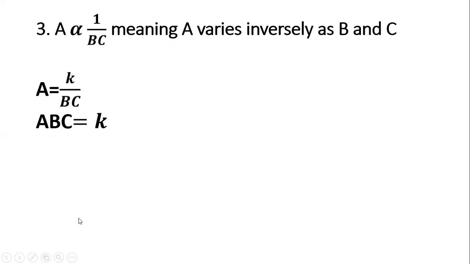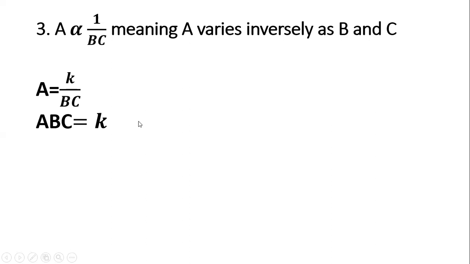The third one is two inverse. So that's A varies inversely as B, then A varies inversely as C. And we call it A varies inversely as B and C. We don't need to separate them. Since it varies inversely as B and inversely as C, that's two inverse. And we bring in the constant, A equals K divided by BC. So making K the subject of the formula, ABC equals K.